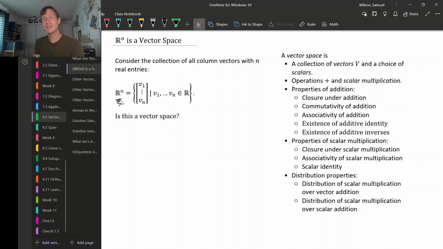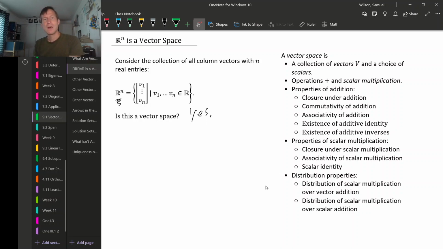But Rn really is sort of the archetypical vector space. Usually if we are just thinking about vector spaces in general, Rn is usually what we picture just because Rn is so familiar. So is Rn a vector space? Yeah, of course. We made the definition of a vector space basically specifically so that Rn would be a vector space.